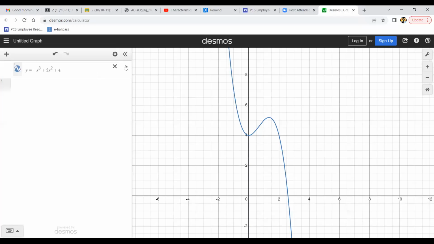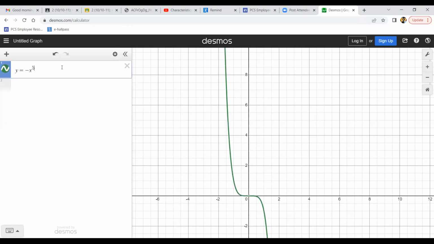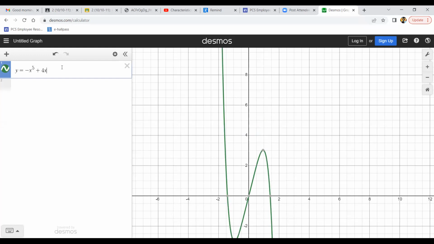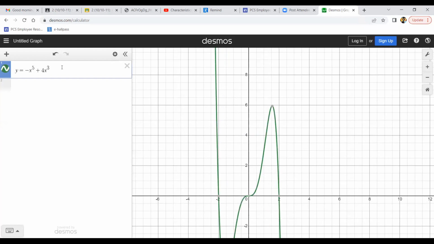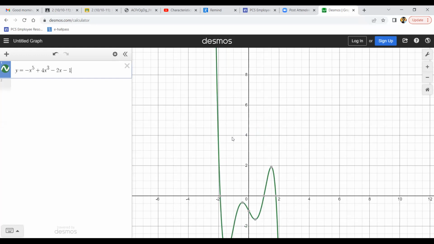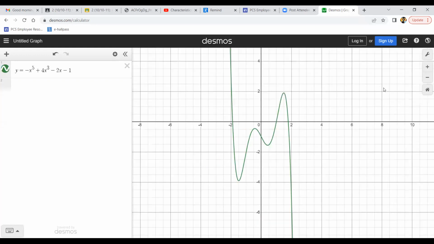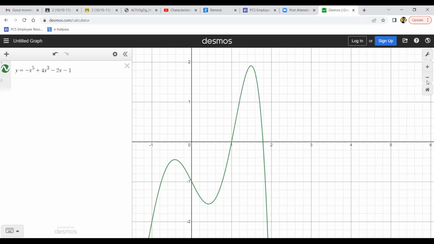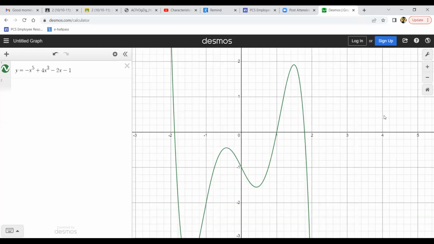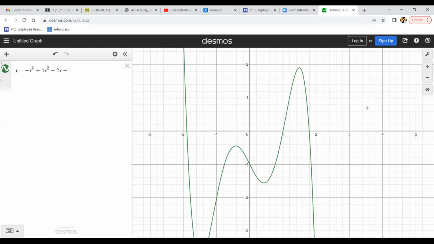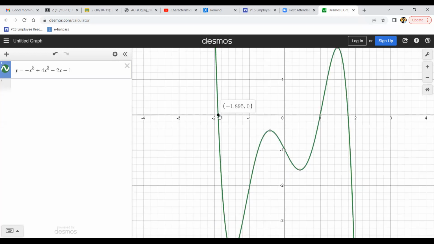So we've got y equals negative x to the 5th plus 4x to the 3rd minus 2x minus 1. Oop, zoomed in a little bit too much. There we go. So right here, and right here. I'm just going to label that on my printed graph.